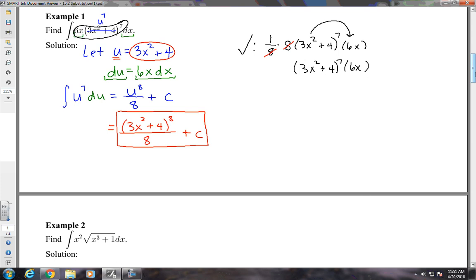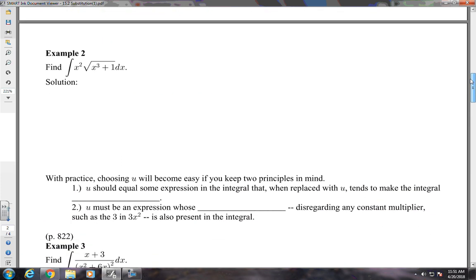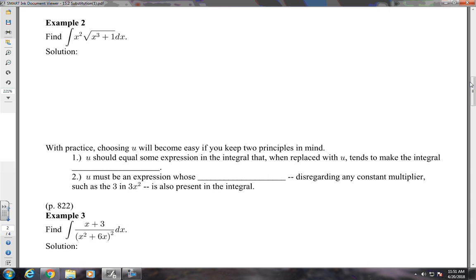Now, that may have been a lot. Integration by substitution is challenging to learn at first, but the more you practice and the more examples you see, the easier it will become. So let's work example number 2. We're going to use the same process.